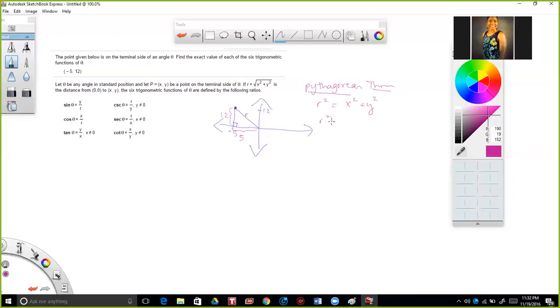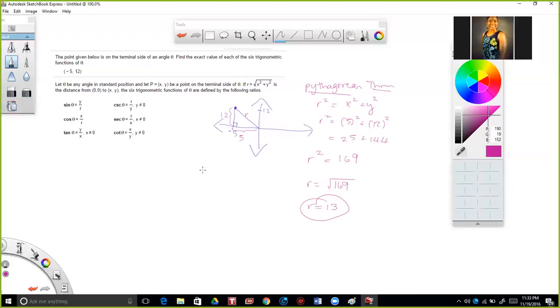And so r squared is equal to 5 squared plus 12 squared. And so we have 25 plus 144, and that gives us 169. That's r squared. So to find out what r is, you take the square root of 169, and I do believe that that's 13. So now we have r. So we have x, we have r, and we have y.